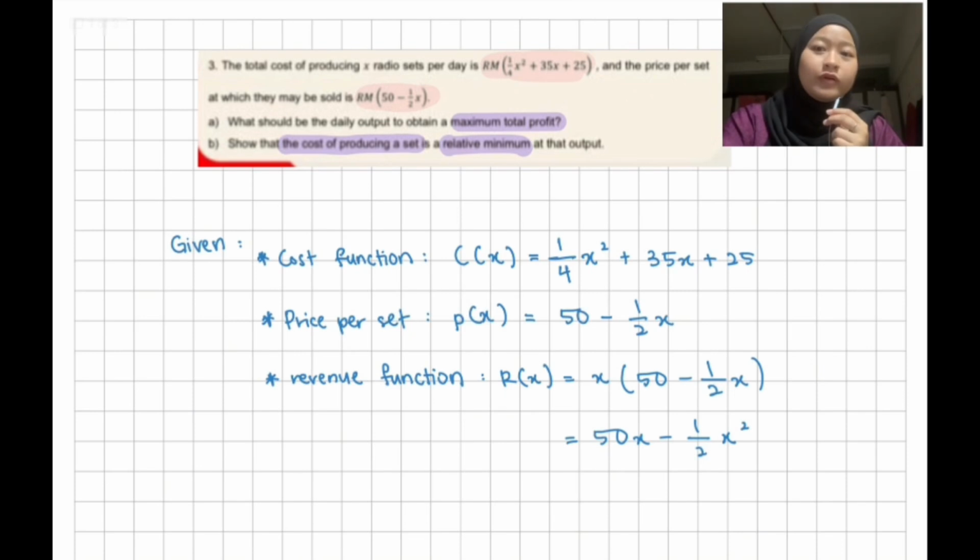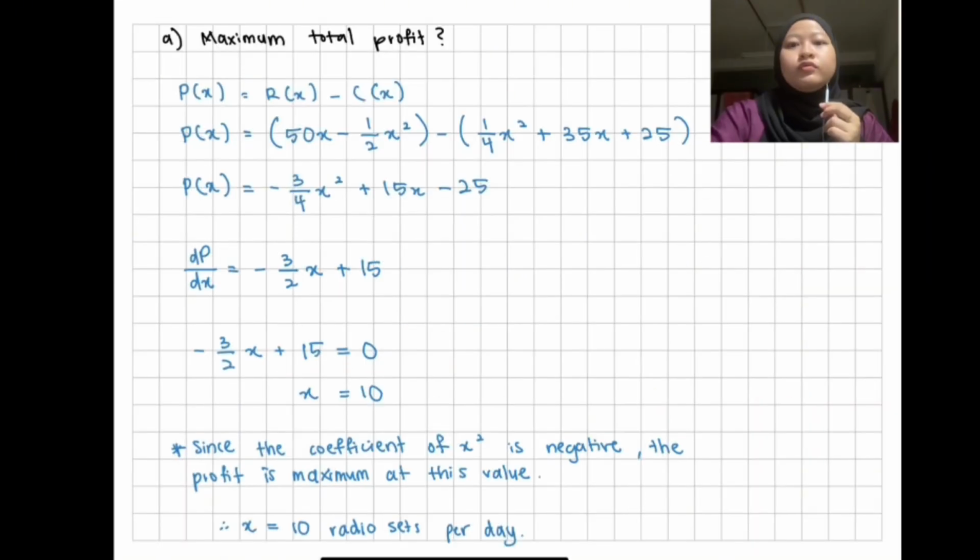Given here, the cost function, which is C(x), is 1/4 x squared plus 35x plus 25, and the price per set, which is P(x), is 50 minus 1/2 x. We can get the revenue function, R(x), by multiplying p(x) times x, and we will get 50x minus 1/2 x squared. So for question A, what should be the daily output to obtain a maximum total profit?